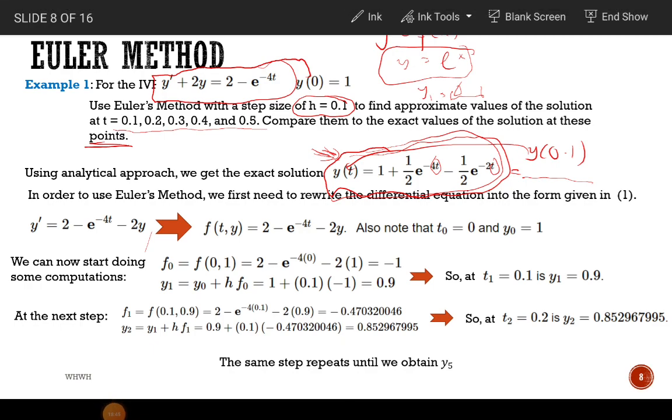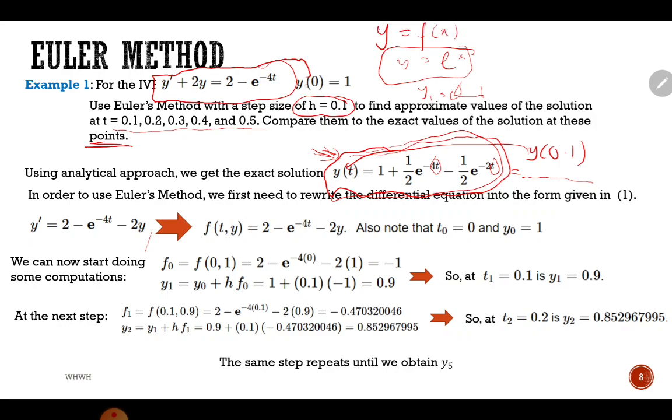Okay, we have f(t,y). Ni soalan tadi kan. 2 minus e to the power of negative 4t minus 2y. And then kita ada initial condition given to us. Okay, y0 equals to 1. y0 equals to 1 ni maksudnya y value sama dengan 1 bila t sama dengan 0. So now we can start doing.